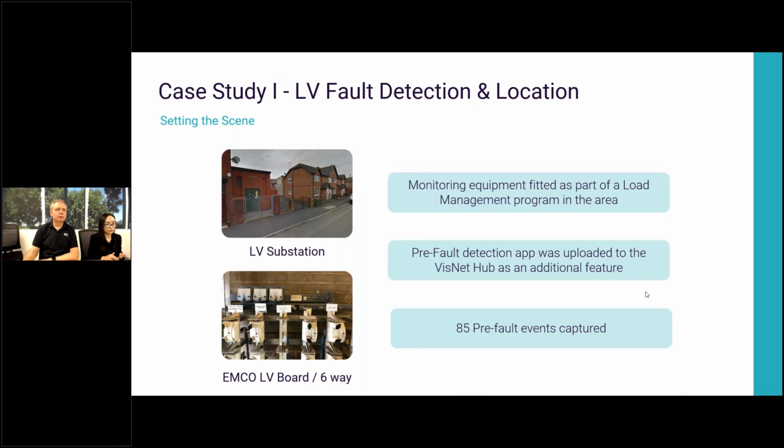So now let's get on to a couple of other real-life case studies. In this particular case, the VisNet monitoring equipment was fitted as part of a load management area program. So it's not actually there for pre-fault location. It's all part of distributed energy and managing load on the network. But the pre-fault detection app was uploaded as an additional feature, and during the period that it was on, we were able to capture 85 pre-fault events in this particular location.